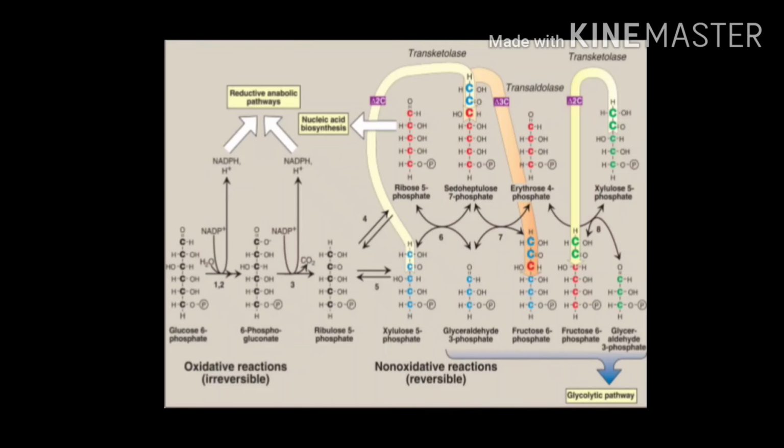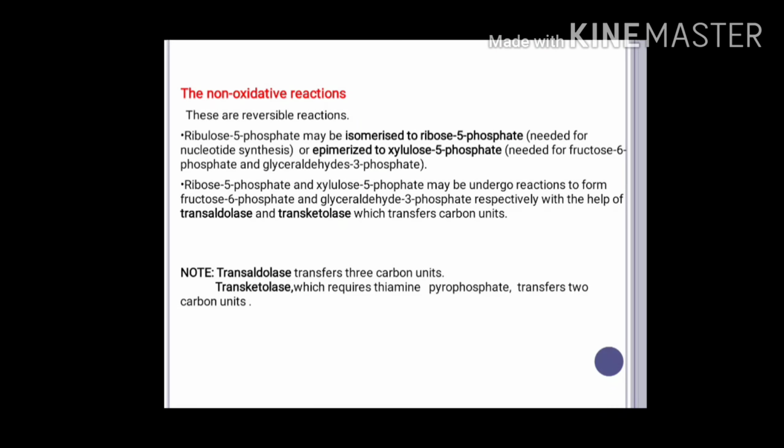Now this 6-phosphogluconate is converted to ribulose 5-phosphate. Again this is another oxidation reaction, and another molecule of NADPH is produced. So overall 2 molecules of NADPH are produced and 1 molecule of carbon dioxide is formed. So till here it is the oxidative reaction, which is irreversible in nature. Now let's move on to the non-oxidative reaction.